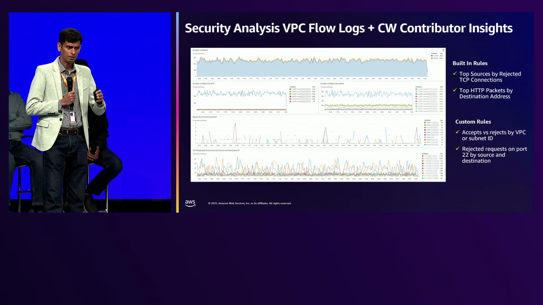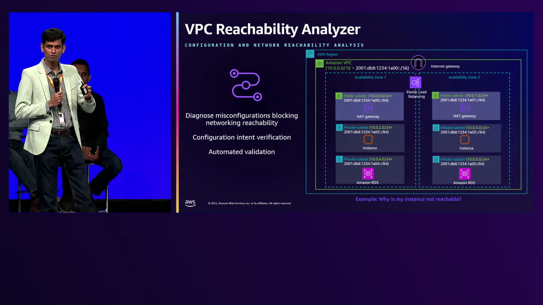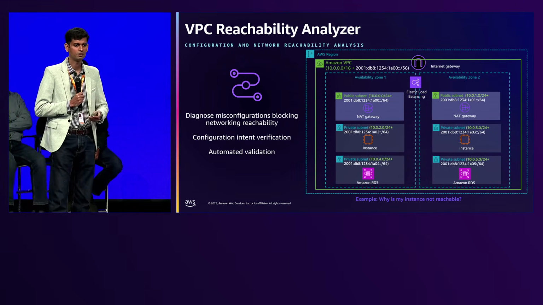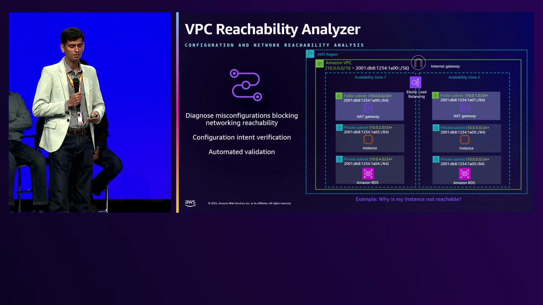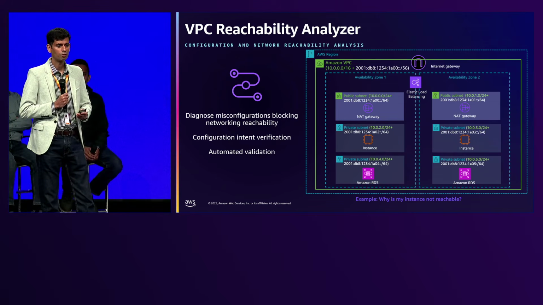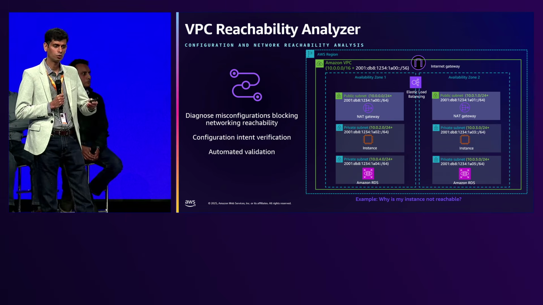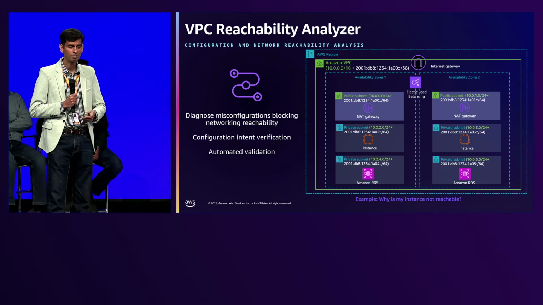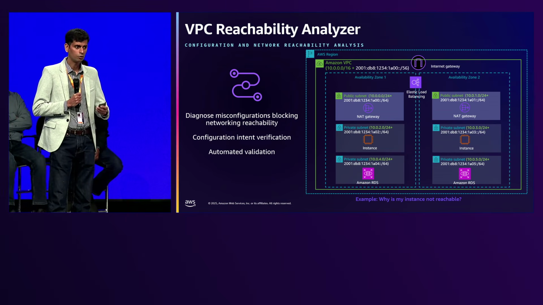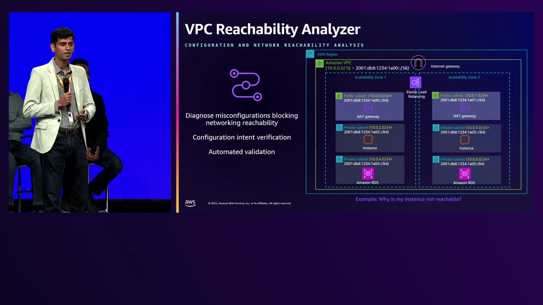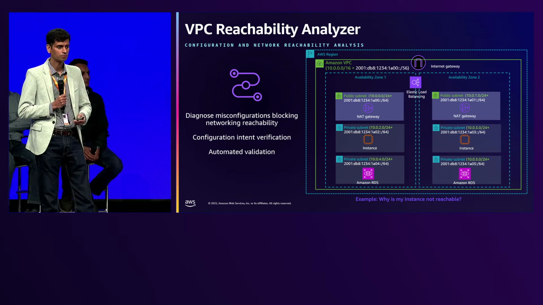All right. Now that we talked about traffic visibility, let's move to that other challenge of connectivity validation. So Reachability Analyzer is a configuration tool that enables you to perform connectivity testing between a source and destination resource in your VPCs. And you can also use it for configuration intent verification and automated validation.